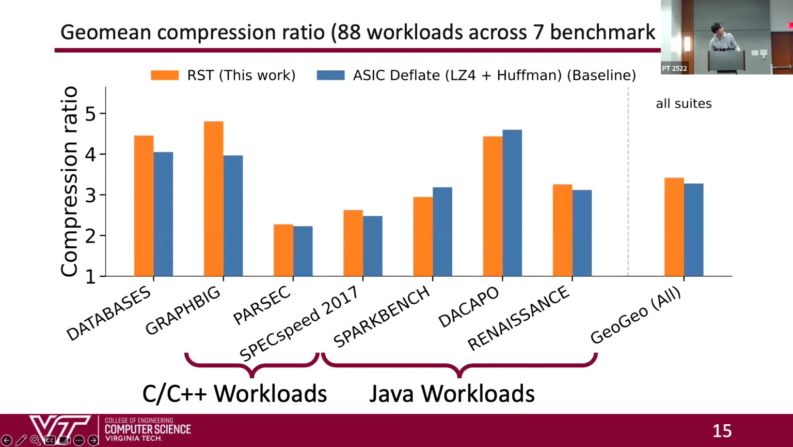So in terms of how this work does in terms of compression ratio, you can see that against our baseline ASIC deflate, in some categories we do slightly better. Specifically, text RST is slightly worse at, but for most benchmarks, it does about the same, and we do slightly better at C and C++ benchmarks.